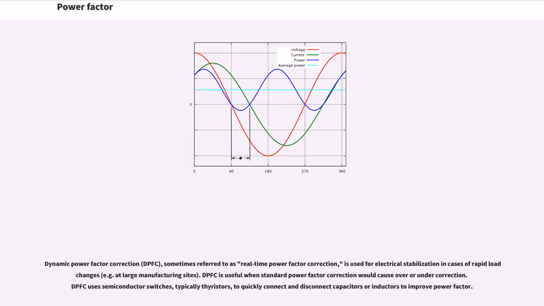Dynamic power factor correction, sometimes referred to as real-time power factor correction, is used for electrical stabilization in cases of rapid load changes. DPFC is useful when standard power factor correction would cause over or under correction. DPFC uses semiconductor switches, typically thyristors, to quickly connect and disconnect capacitors or inductors to improve power factor.